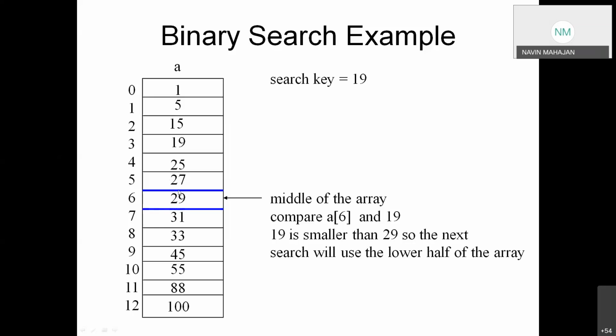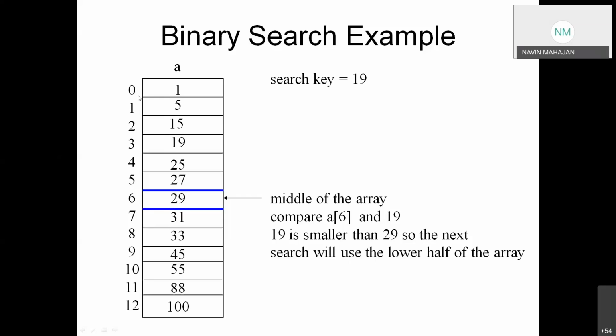Now middle point is 6, so this is not comparable. So I will make my end equal to mid minus 1. This will become 5. So beginning will be 0 and end will be 5. Okay. Now search key 19. Middle of the array is 6. I'll compare A of 6, which is 29, with 19. 19 is smaller than 29. So the next search will use the lower half of the array, which is 0 to 5.